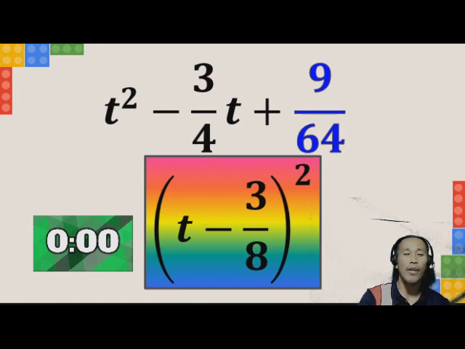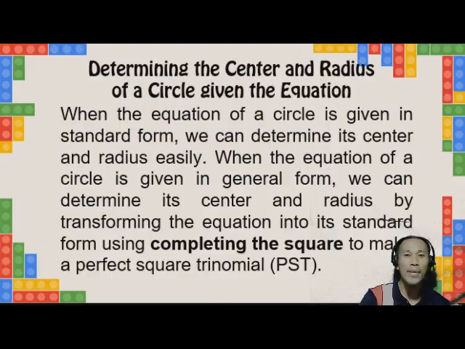This time, we are going to go with our topic: how to determine the center and radius of a circle given its equation. If the equation is in standard form, it will be easy for us to find the center and radius. How about if it is in general form? So what are we going to do with that?